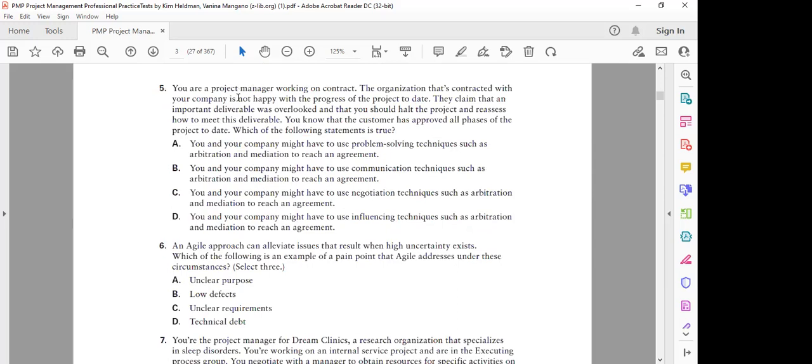Question number 5, you are a PM. The organization that contracted you is not happy with the progress. They claim that an important deliverable was overlooked and that you should hold the project and reassess how to meet this deliverable. You know that the customer has approved all phases of the project to date. He has already approved it, but there is something which is missing. So let's find it. Which statement is true?